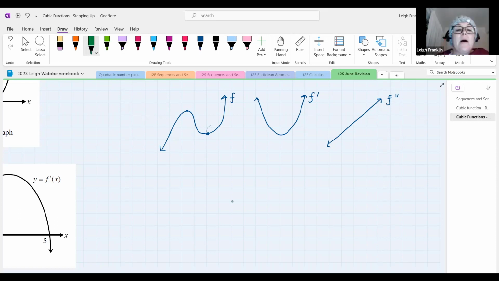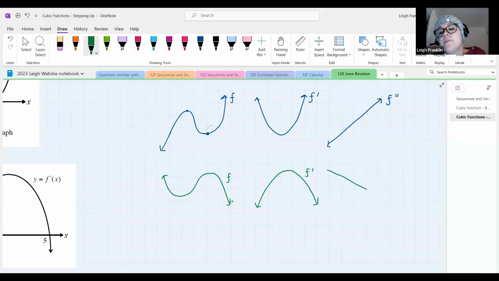When we are talking about a cubic function that's first concave up and then concave down, our first derivative is always going to be a sad face parabola. And our second derivative is going to be a straight line, always with a negative gradient. Okay, is everybody happy with that?